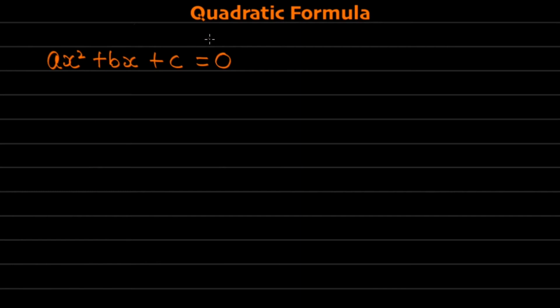So as always, the first step is going to be to factorize the coefficient of x squared, which is a, from the x squared term and the x term. So that will give us a times (x squared plus b over a x) plus c is equal to 0, and that will allow us now to complete the square on these two terms here.